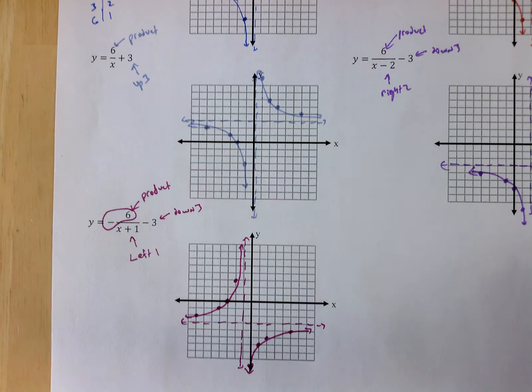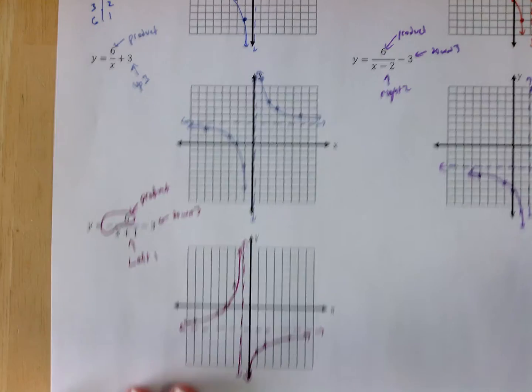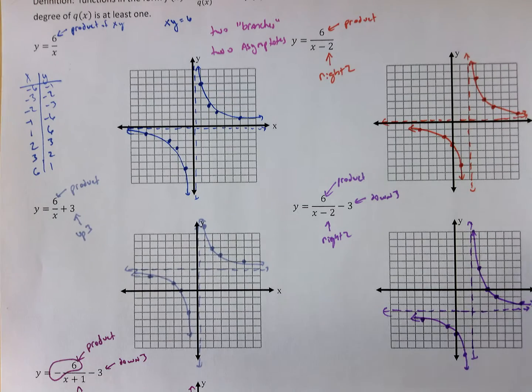Okay, great. So we've kind of looked at these. Now, the other thing that you're going to need to be able to do is I'm going to ask you to write the equations for the asymptotes of these graphs. So let's go back through these really quick and write the equations of our asymptotes.